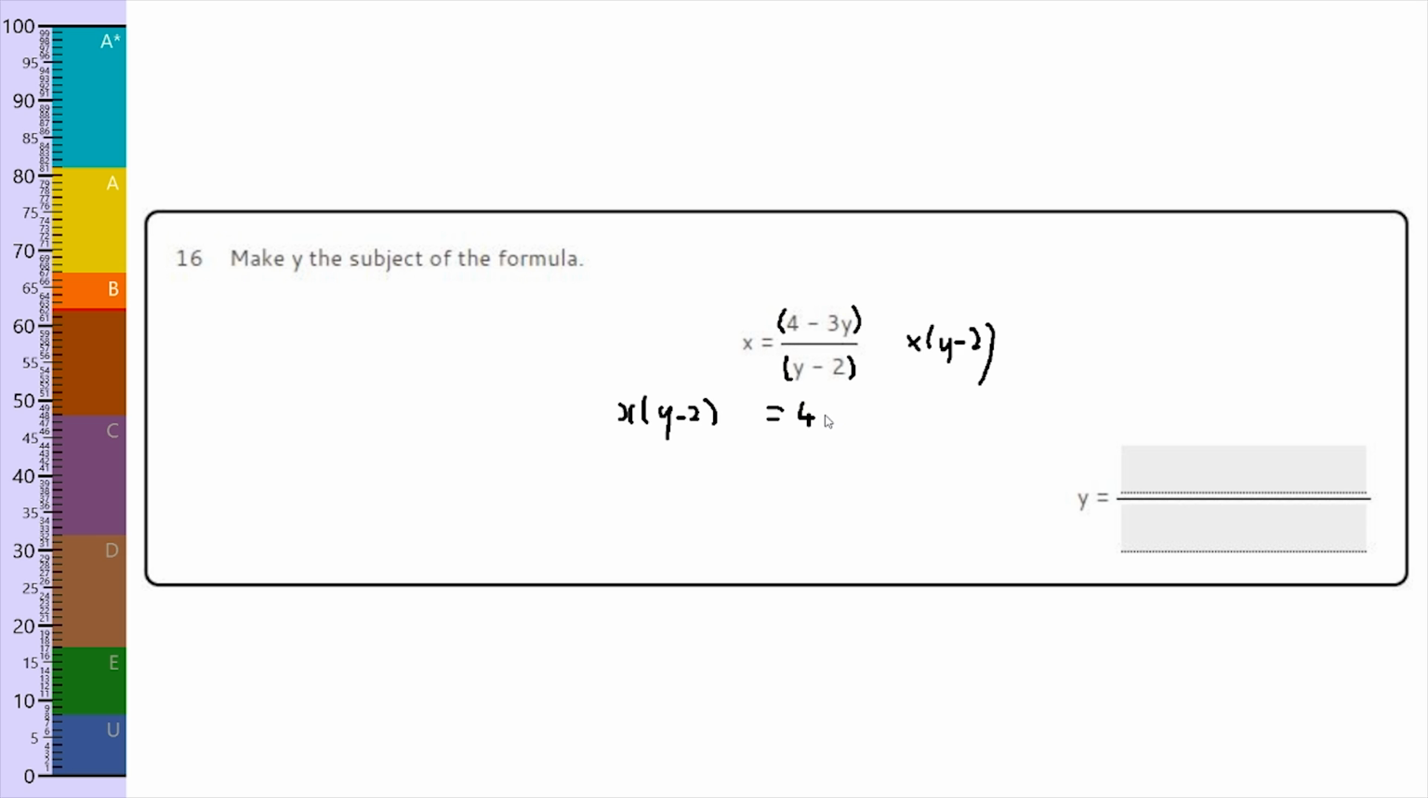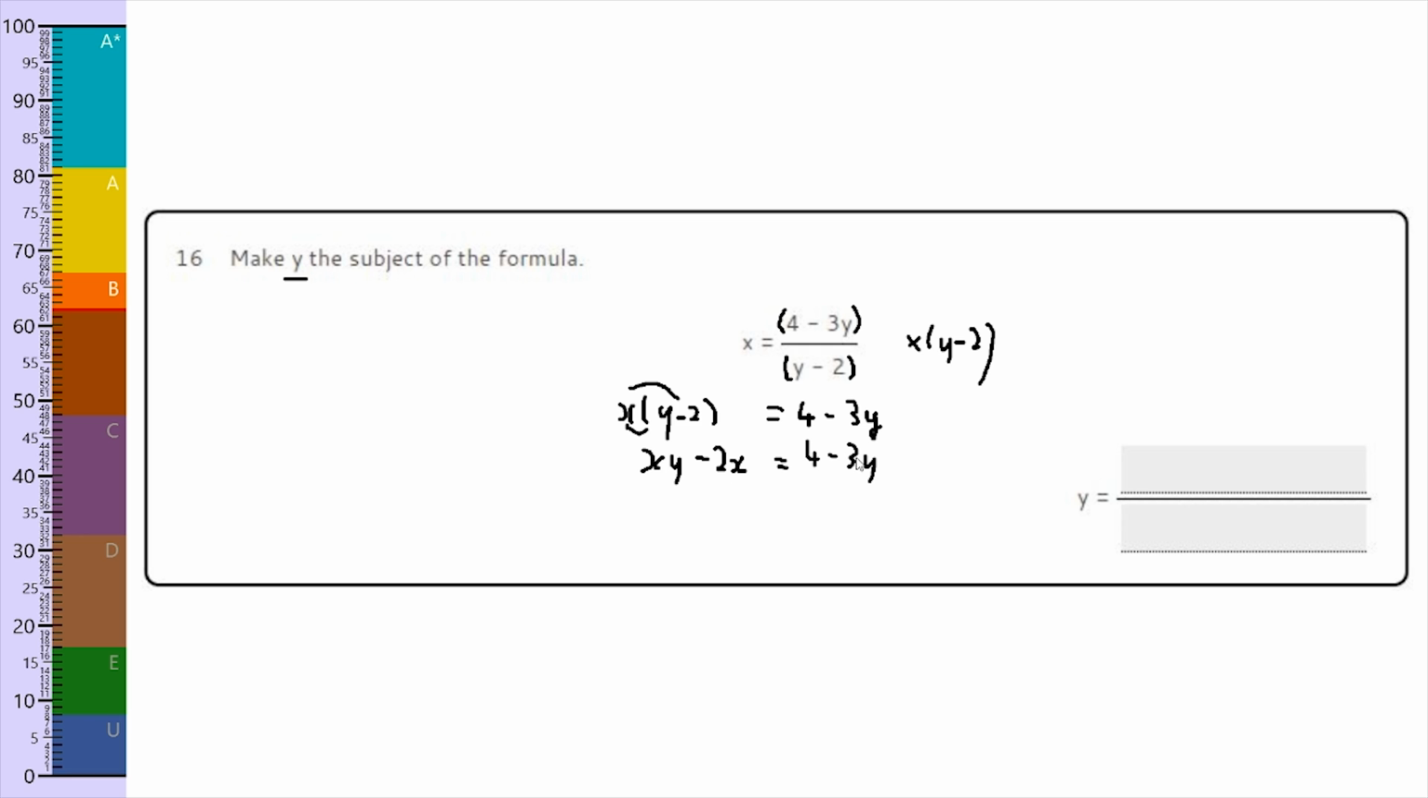Now I don't need those top brackets anymore because these are free, because they're not trapped in this fraction anymore. They're free to roam. At this next step I'm not actually going to do anything to both sides. I'm just going to do my smiles and rainbows. So xy minus 2x equals 4 minus 3y.